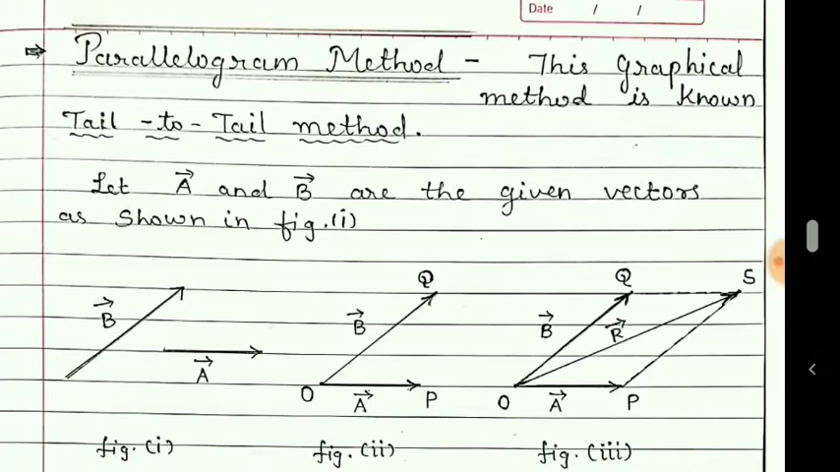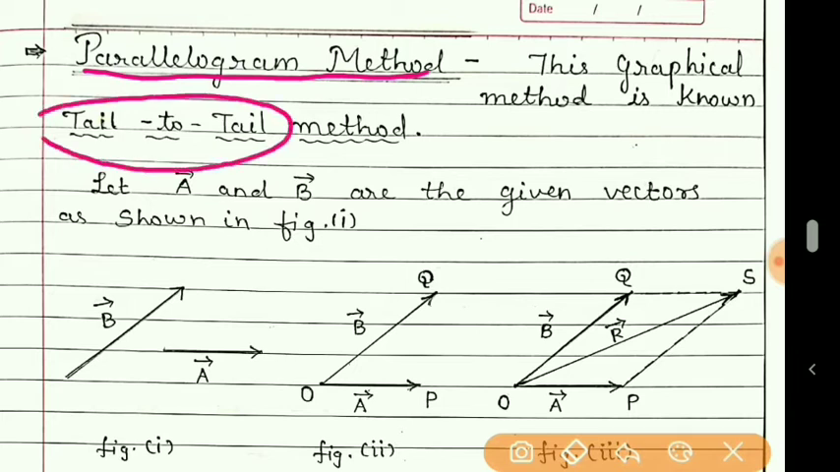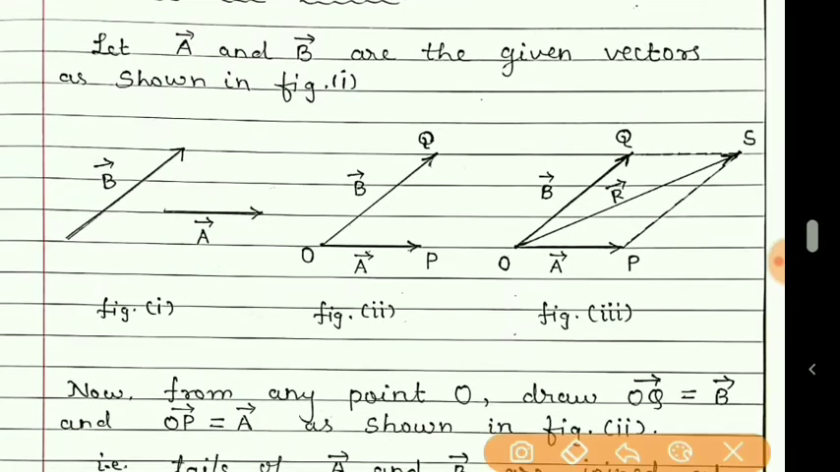Second method, that is the parallelogram method. In the earlier method we connected head to tail. Here we will connect the tails of the two vectors. Once again we have taken two vectors, vector A and vector B. Now to obtain the resultant vector, that is vector A plus B, we have to join the tails of both the vectors.